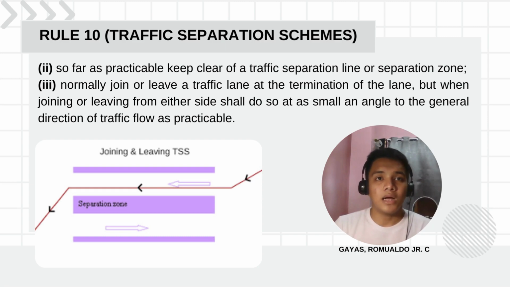Join or leave at a small angle. However, if a vessel needs to enter or exit a traffic lane from a position other than the termination point, it should do so at as small an angle as possible to the general direction of traffic flow within that lane. In other words, the vessel should approach or leave the lane in a manner that aligns with the flow of traffic to minimize the risk of collision.